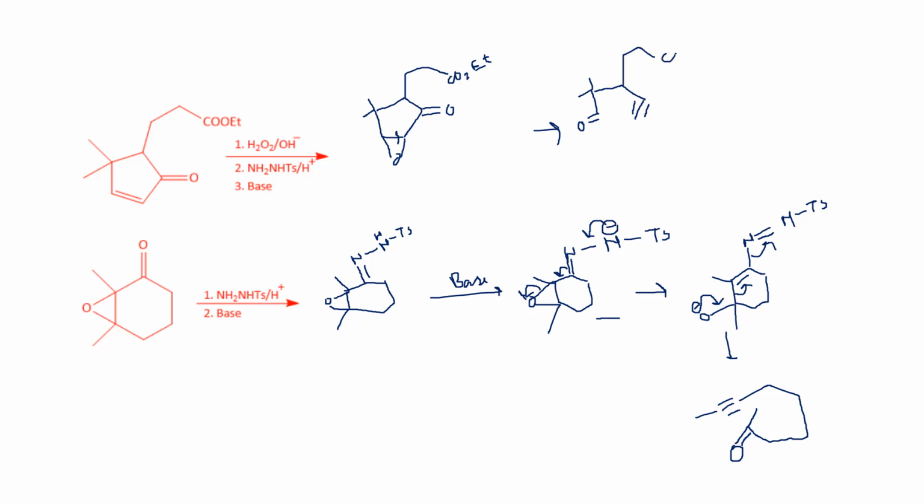This will be your product. So in this way you can draw the product directly also. You just have to break this carbon-carbon bond, and this carbon will form a triple bond, and this center will be a carbonyl. So this is our product.